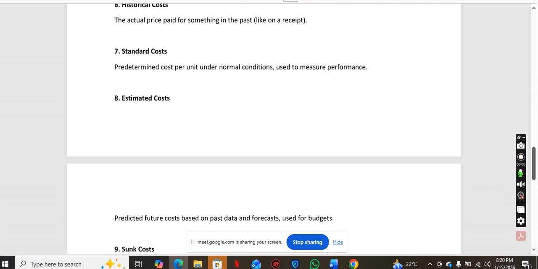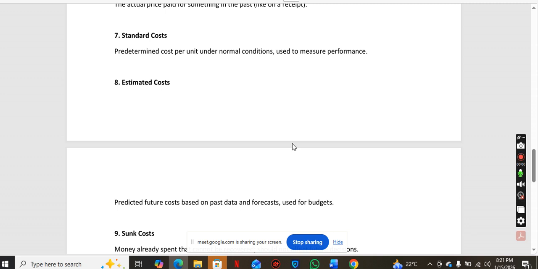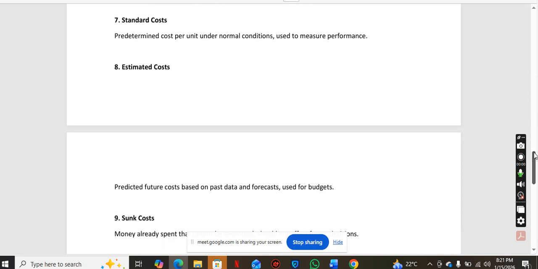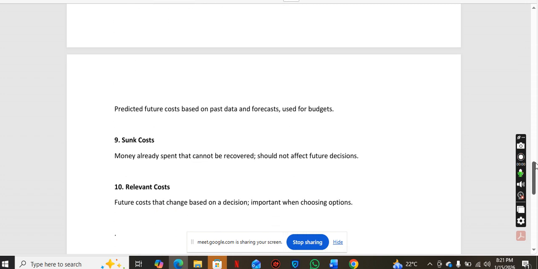And then we've got estimated costs, costs which you predict that you will incur in the future. You estimate. Then we've got sunk costs, money that is spent and cannot be recovered and can't affect future decisions.